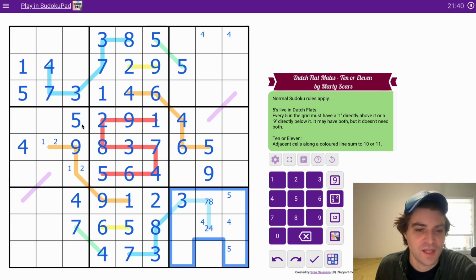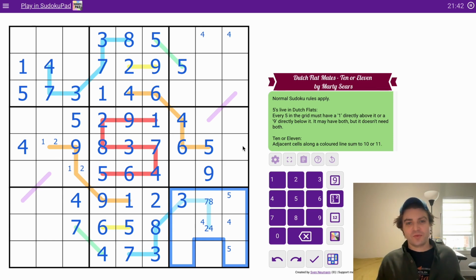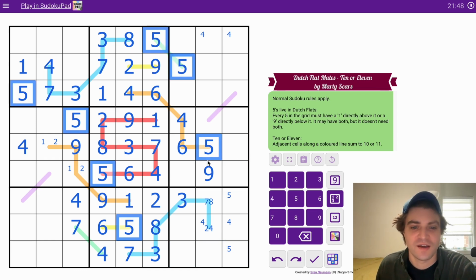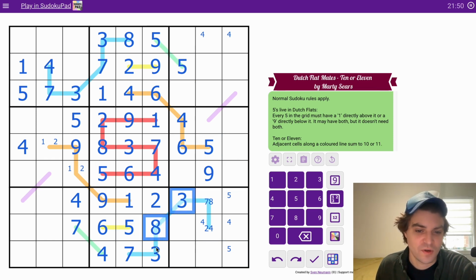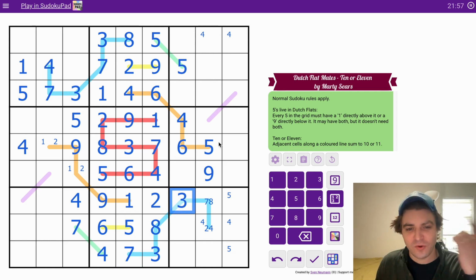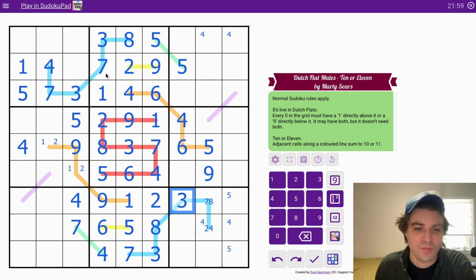But we're running out of lines. So there's really 3 rules that we get to exploit. We get to exploit the Dutch flatmates rule, this 9s and 5s rule that we need to remember to come back to because it's non-obvious. There's the lines rule, where numbers that are adjacent along a line must add to 10 or 11. We can exploit that. And there's the last rule, which is the normal Sudoku rules. And I'm worried that we're getting to a situation where we need to start really applying the normal Sudoku rules.